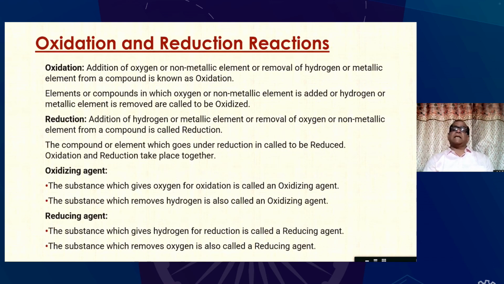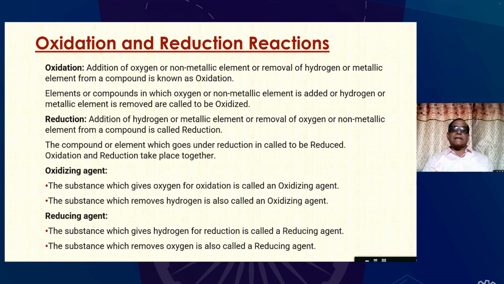Now what are oxidation and reduction reactions? Oxidation is the addition of oxygen or a non-metallic element, or the removal of hydrogen or a metallic element, from a compound. Elements or compounds to which oxygen or a non-metallic element is added, or from which hydrogen or a metallic element is removed, are said to be oxidized. Reduction is the addition of hydrogen or a metallic element, or the removal of oxygen or a non-metallic element, from a compound. The compound or element which undergoes reduction is said to be reduced. Oxidation and reduction take place together.